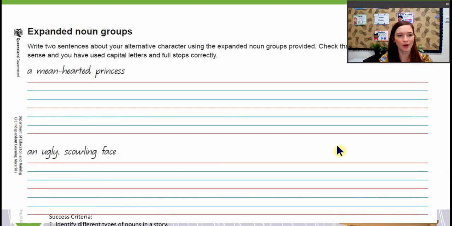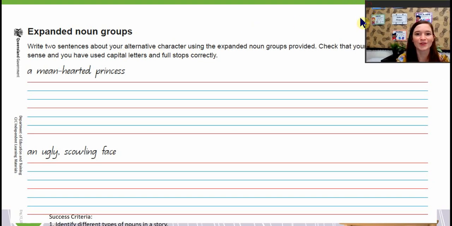So you are going to write 2 sentences, just 2, about your character, so about Elizabeth, and we're describing her in the alternative fashion. Using the expanded noun groups provided, you need to check that your writing makes sense. You need to make sure you've got capital letters at the start and full stops at the end.